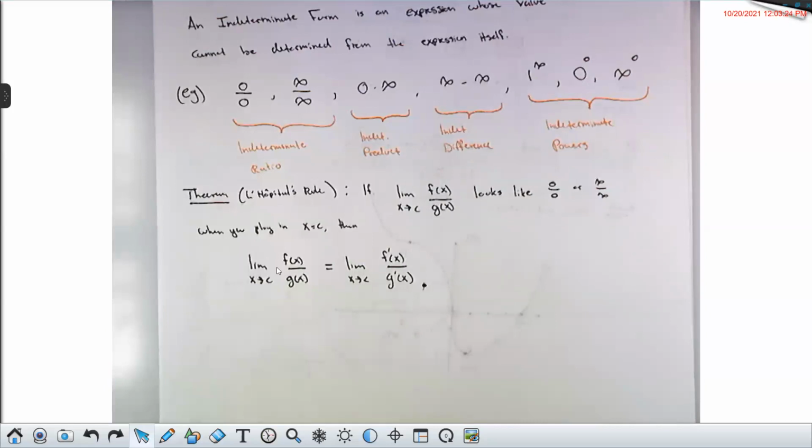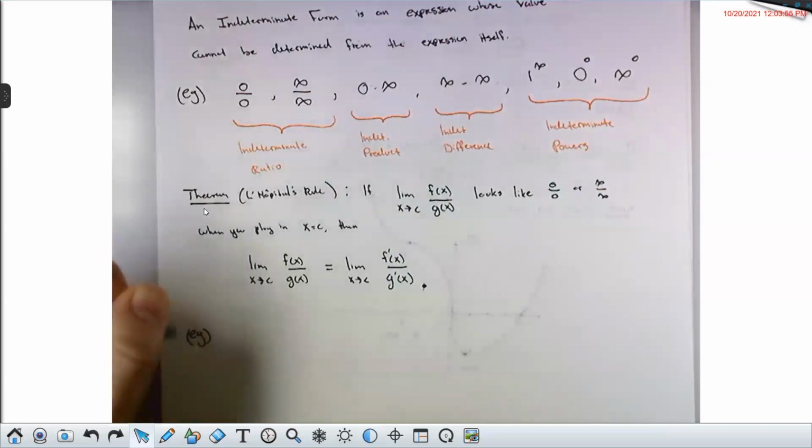C here could also be infinity, right? You could be taking the limit as x goes to infinity. This works great no matter where your limit is. If you've got a limit of a fraction and it looks like 0 over 0 or infinity over infinity, if you get any indeterminate ratio, then you can take the derivative of the top, take the derivative of the bottom, and try again. Well, let me show you just 1 or 2 simple examples before I have to let you go.